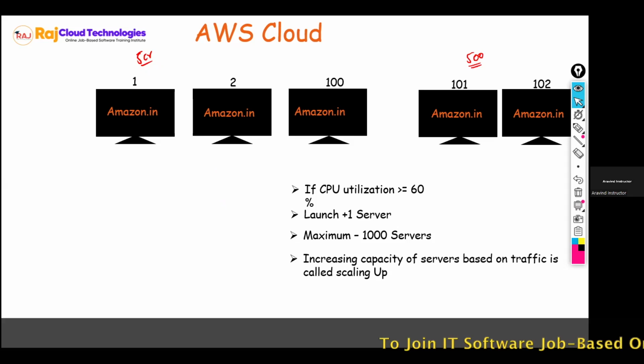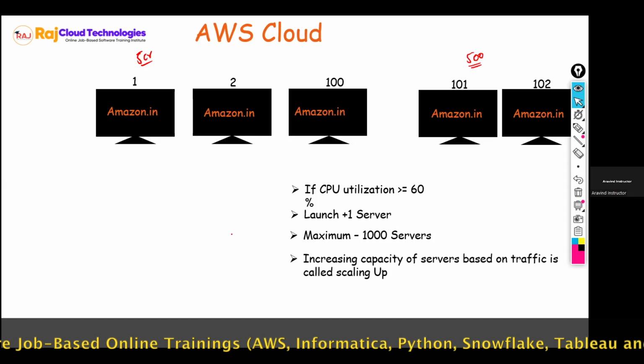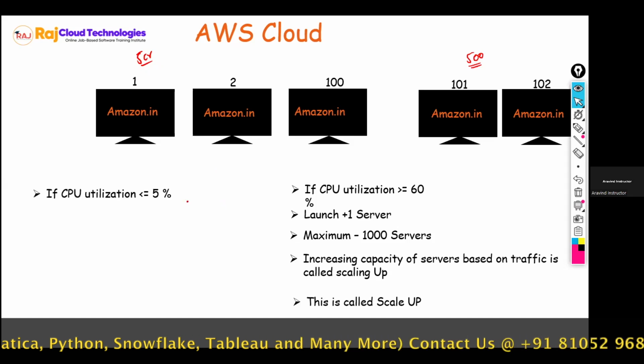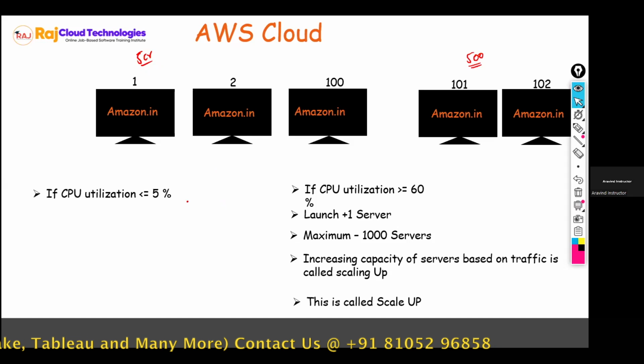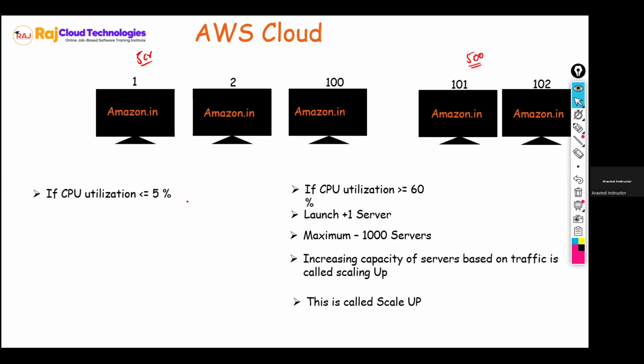But do we really need 500 servers for the remaining days? Unnecessarily, we have to pay the bills, right? So I'm telling my AWS, if CPU utilization is less than or equal to 5%, what is the meaning of that? If any server is just simply relaxing, not having any work, taking rest, you identify those servers and terminate them.